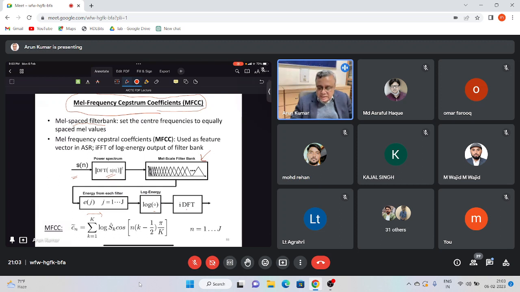The point to note here is that the bandwidth of this bank of filters changes. In fact, it increases as you go to higher and higher frequencies. And this is based on the human auditory property that we discriminate sounds at lower frequencies much better than at the higher frequencies. So therefore, the features are constructed at the output of this inverse DFT, which are called the Mel frequency cepstrum coefficients, which form the basis of speech recognition.